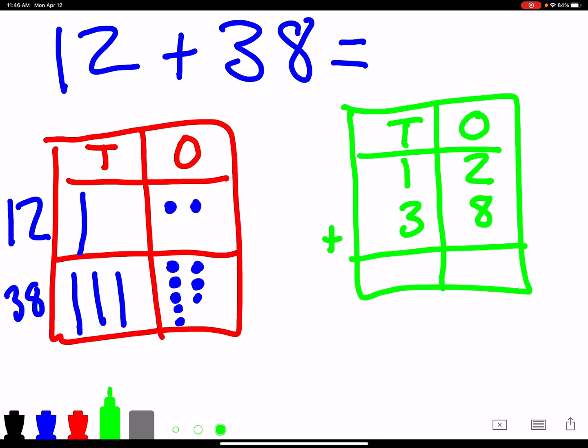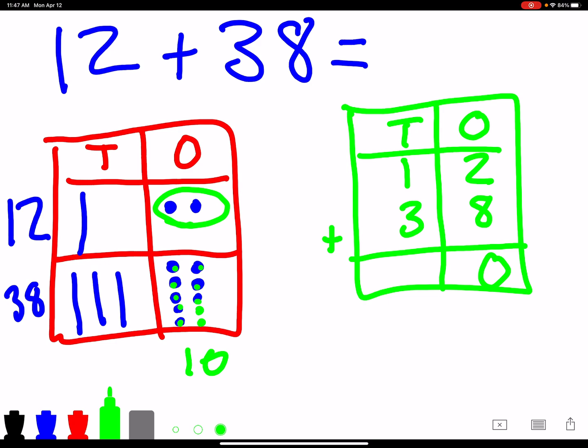But before we officially add 12 and 38, I want to see if I can make a 10 from my number model. So we have 1, 2, 3, 4, 5, 6, 7, 8. So we need 2 more dots to fill in to make it 10. So we use these 2, and then we put them down here to make it 10. But now since we have 10 and we have no leftover ones, right? So we'll have 0 in our ones place.